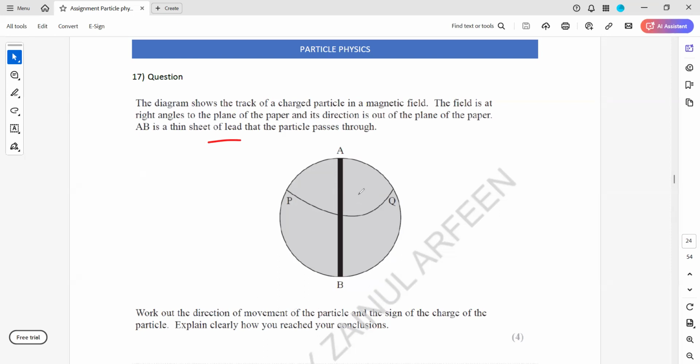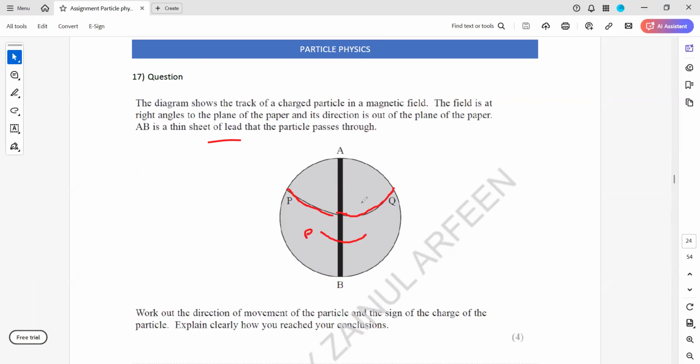First, when looking at this, which direction is the particle moving? Is it from P to Q or Q to P? So how do we identify it? When the particle passes through this thin sheet, it will lose some energy. Because it has less energy, it will deflect more. So first we conclude that the particle is actually moving from P to Q.